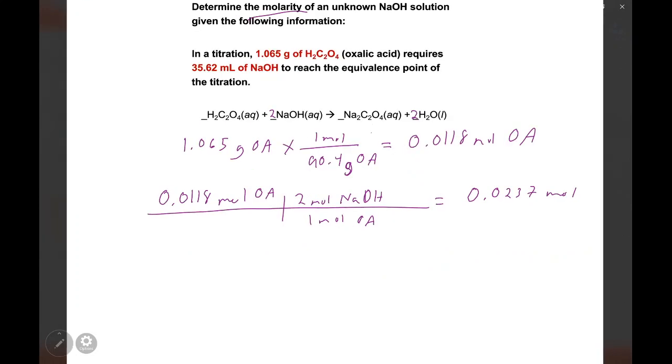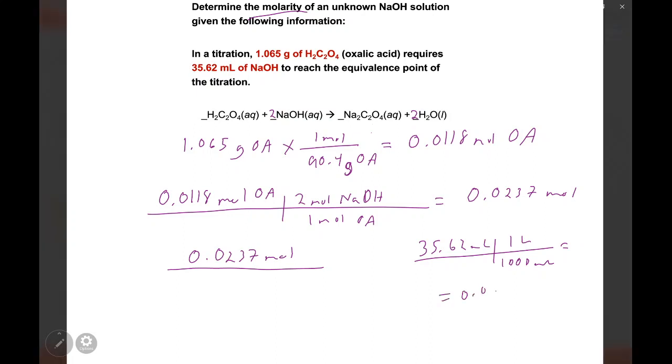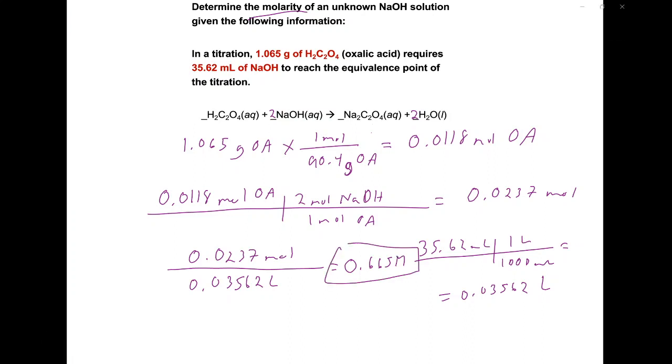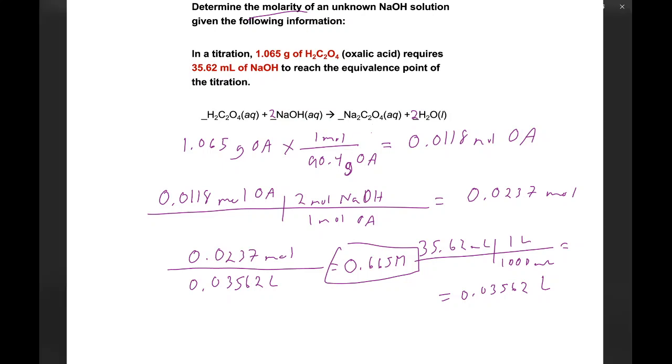Now let's convert that to a molarity because they ask us the molarity, so we want to determine molarity. So now we'll just take 0.0237 moles, and they told us that it was 35.62 milliliters. For every 1 liter, there's 1,000 milliliters. So this is equal to 0.03562 liters. Basically, you just move the decimal point 3 places to the left, and that's liters. Now if we do this math, we'll end up with 0.665 molarity. That would be our solution. It asks us to find molarity, and that's what we found.